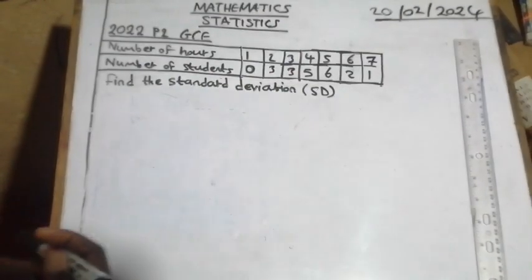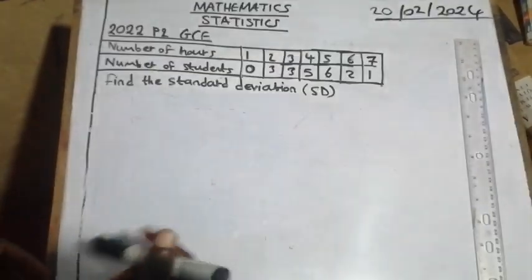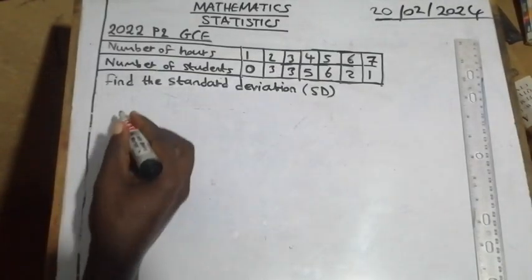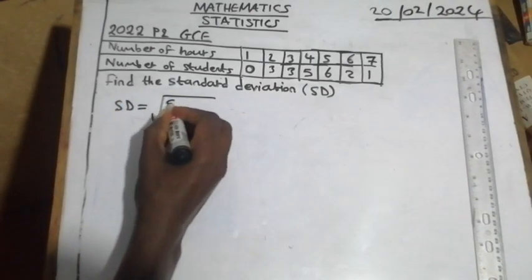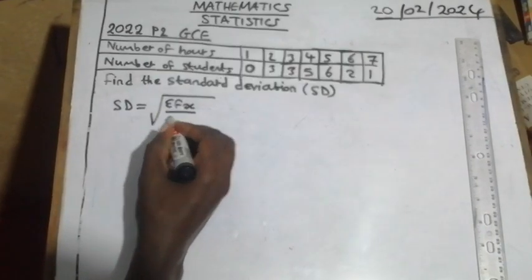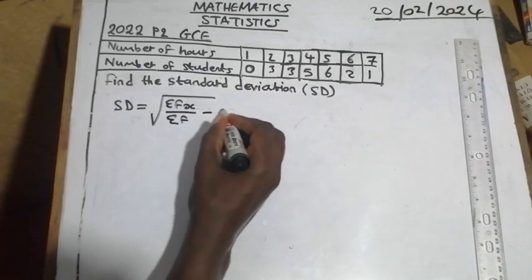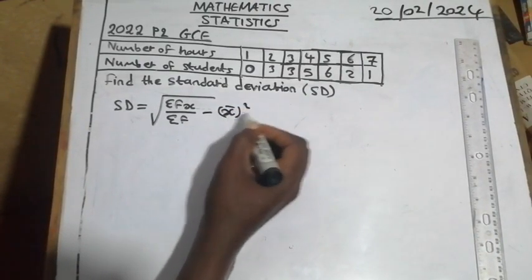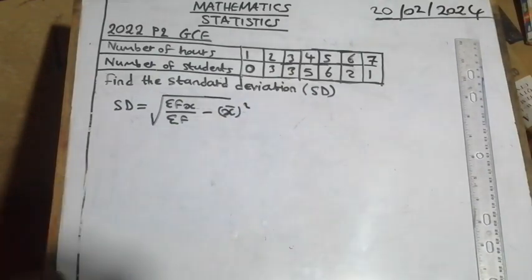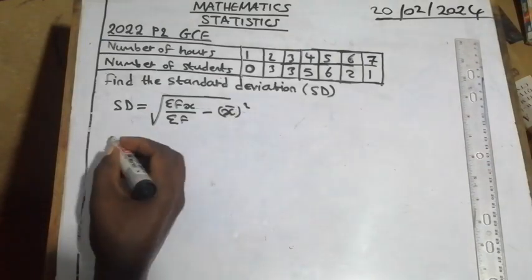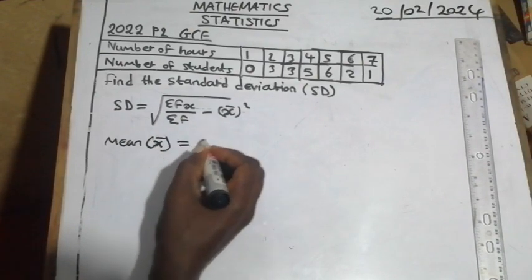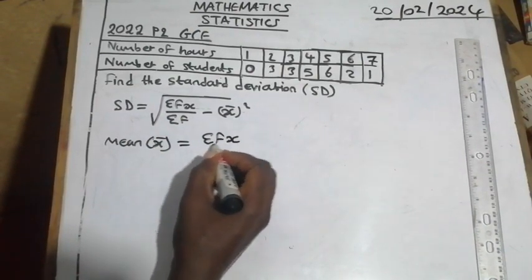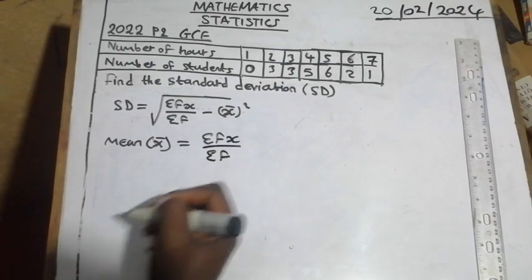So now for grouped data, to find the standard deviation, we have to apply this formula, which is SD equal to the square root of summation fx squared over summation of frequency, minus x bar, which is the mean, squared. This is the formula we are supposed to apply, where the mean is calculated by summation of frequency times midpoint over summation of frequency.